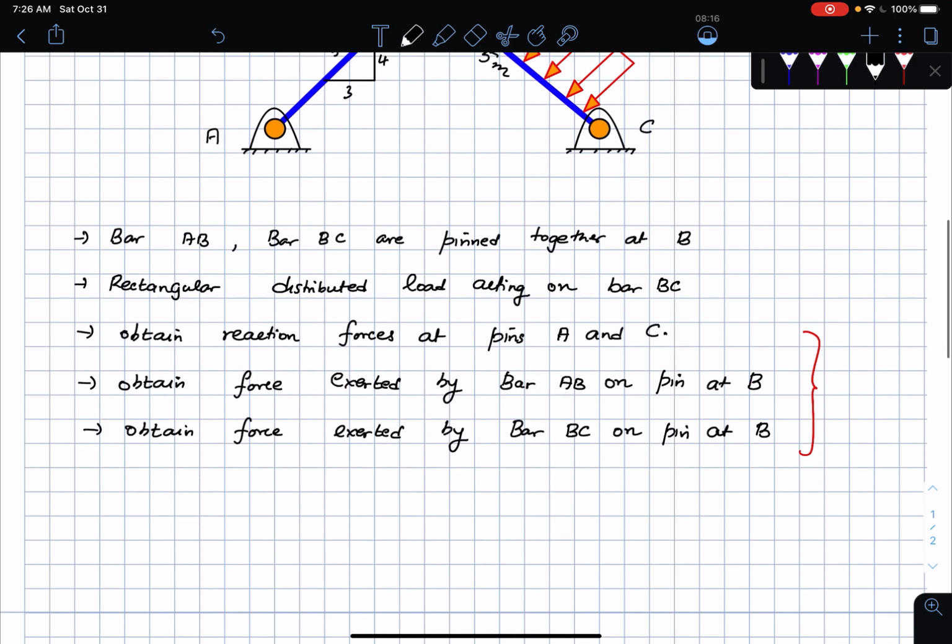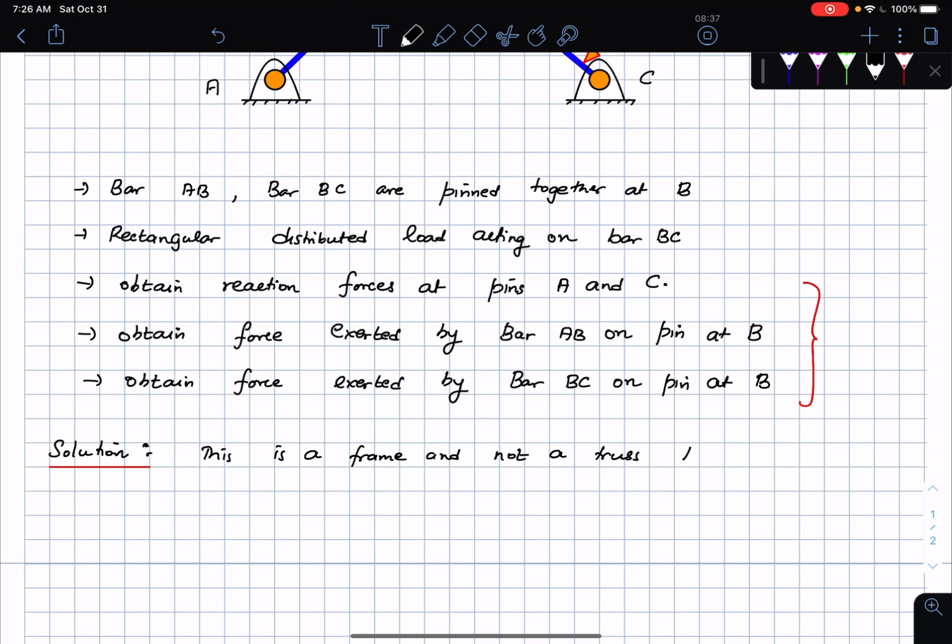Okay, so solution strategy. The first thing I do is identify whether this is a truss or not. So this is a frame and not a truss. This is because of the distributed load, or the external load, acting directly on the bar BC. So this is the reason why this is a frame.